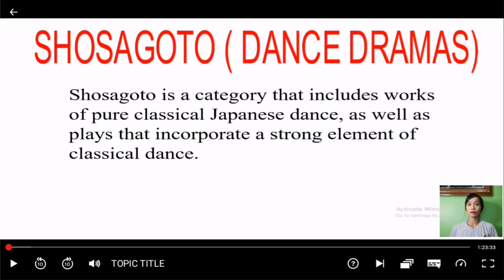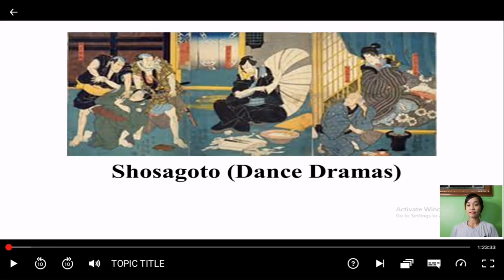The next one is Shosagoto, or the dance dramas. Shosagoto is a category that includes works of pure classical Japanese dance, as well as plays that incorporate a strong element of classical dance. Shosagoto, or Furigoto, also known as dance or dance drama, is a type of kabuki play based on dance. It is one of three genres of kabuki, together with Jidaimono and Sewamono. This is the picture of Shosagoto, dance drama.